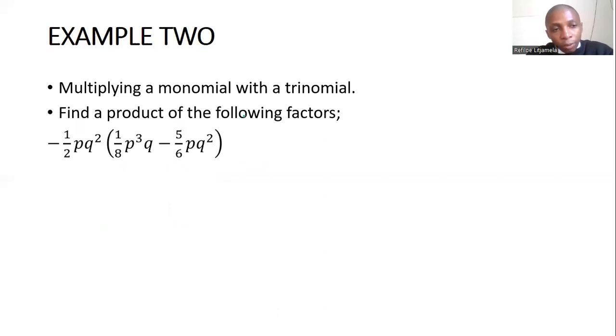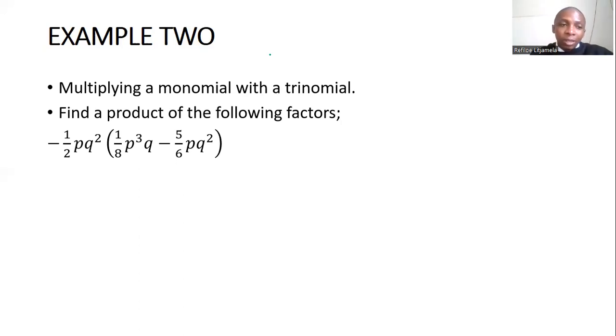So we've got negative half p q squared, which is simply a monomial multiplied by a binomial. In this case, inside the bracket, we've got 2 terms. Remember, when you multiply variables with variables, and you multiply integers with integers. In this case, we really don't have integers, so you multiply numbers with numbers. And you'll know that the first term is 1 over 8, and remember when you multiply fractions, you always multiply the numerator with numerator, denominator with denominator.